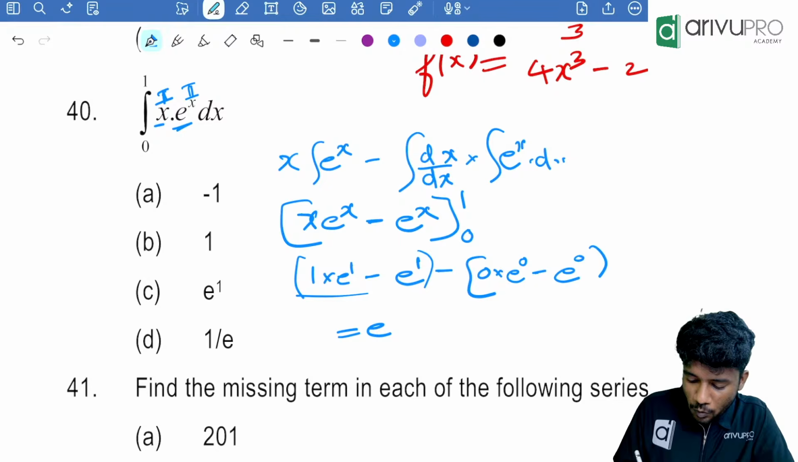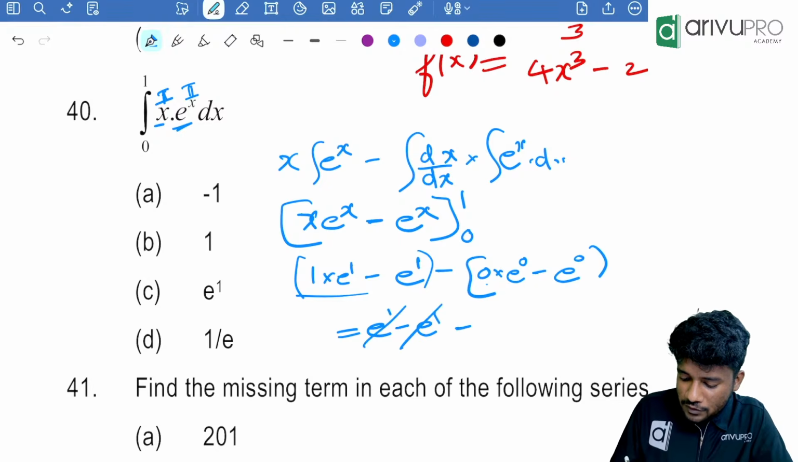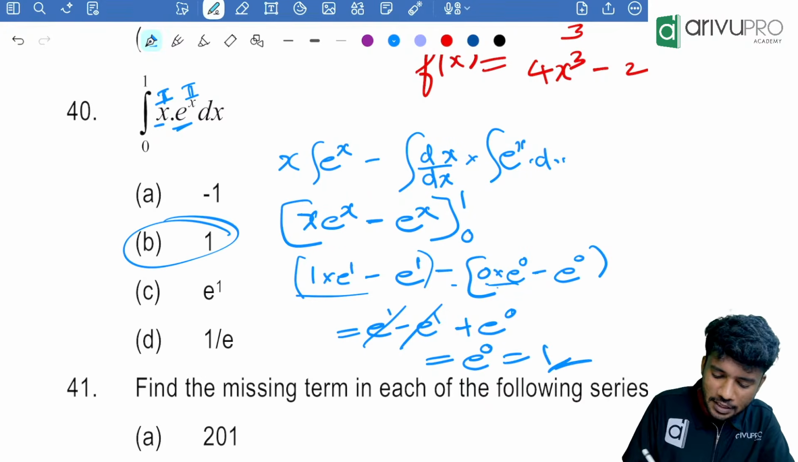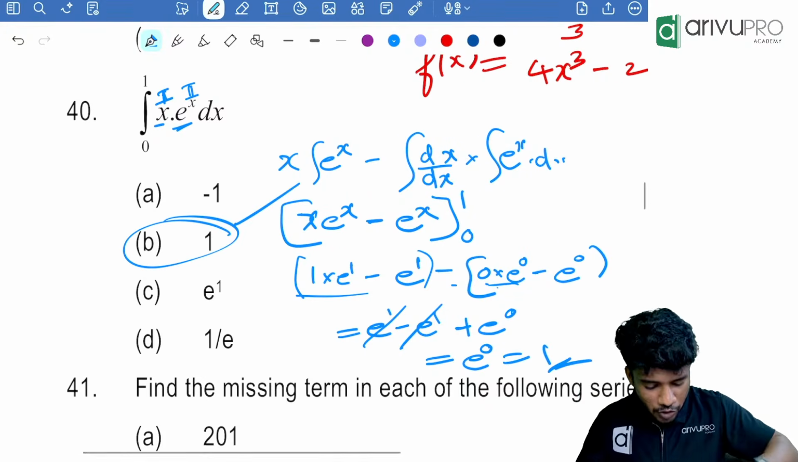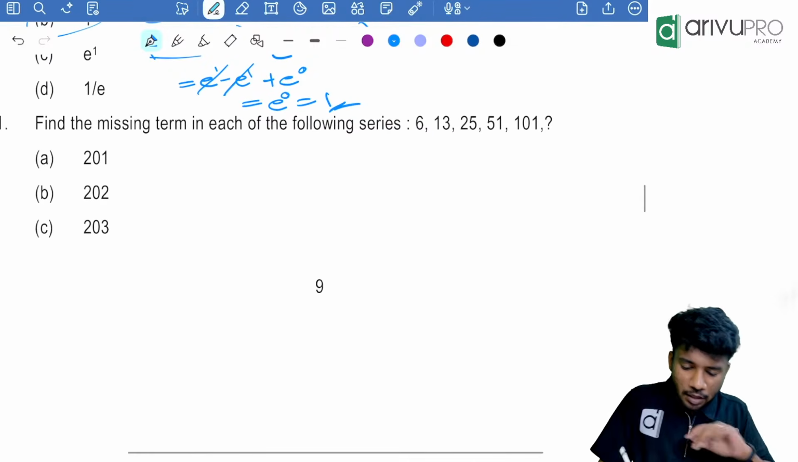This e raised to 1 minus e raised to 1 will get cancelled off. Minus of this 0 will be 0 itself. Then 0 minus into minus will become plus e raised to 0. So e raised to 0 is nothing but 1. Which option is the answer? Option B, direct question. Next question, people.